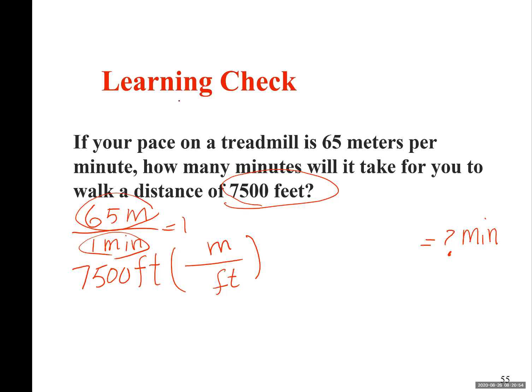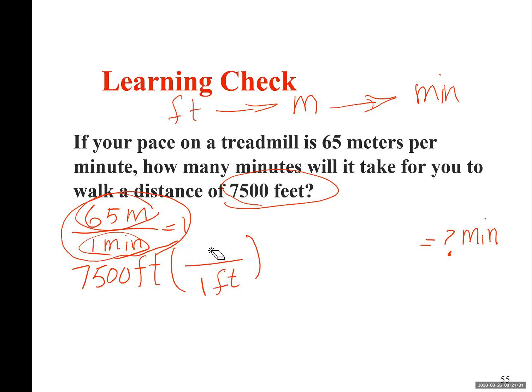My plan is this: start with feet, go to meters, and because meter is related to minutes, then go to minutes. Do you see the relationship between meter and minute here? So I'm going to have to use the table to relate feet to meters. And I think every foot is 0.328 meters? Yeah, that's what I got.